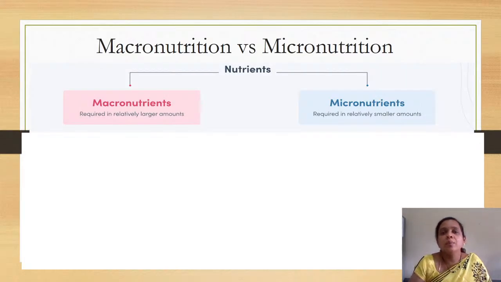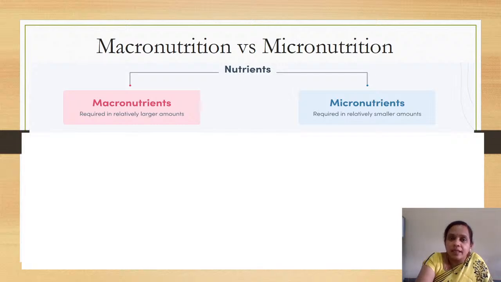To start with, the nutrition. The food that we take, or the nutrition, is divided into two types, micronutrition and macronutrition. Macro, the name itself indicates, is required in larger amounts. Micro means the things that are required in smaller amounts. So macronutrients we have to consume in larger amounts to have energy. Micronutrients we have to consume in lesser amounts.